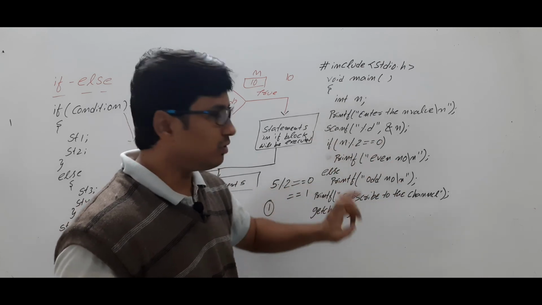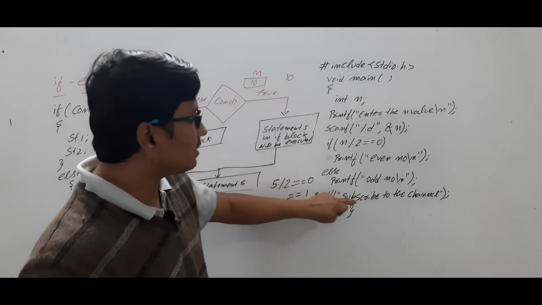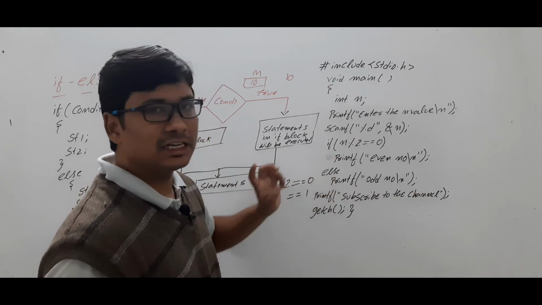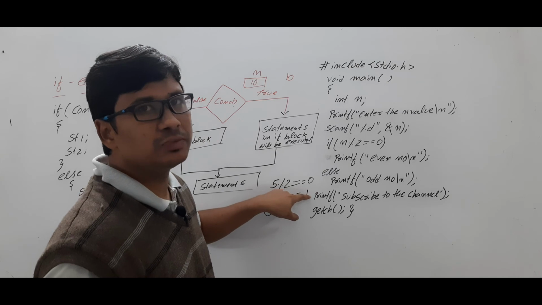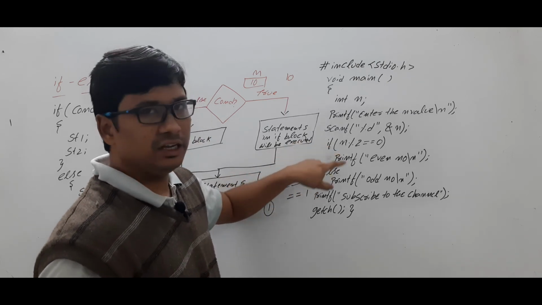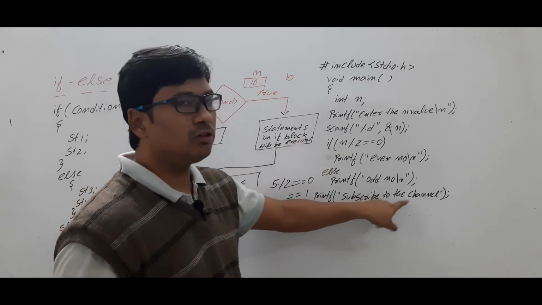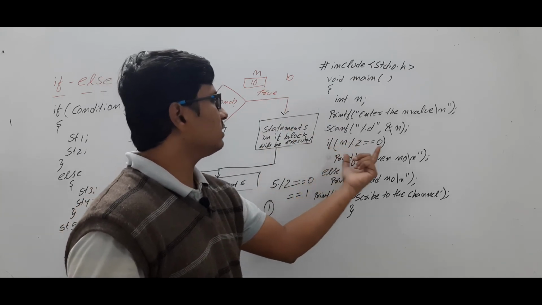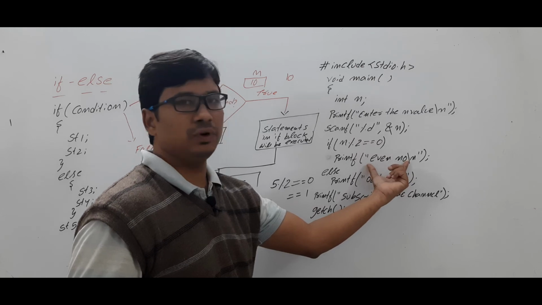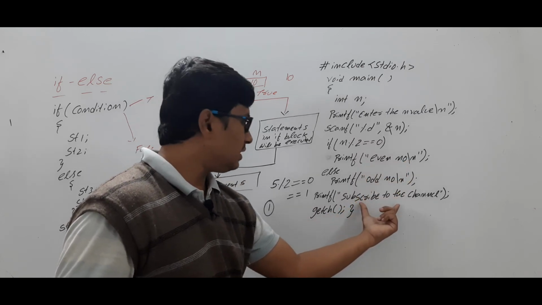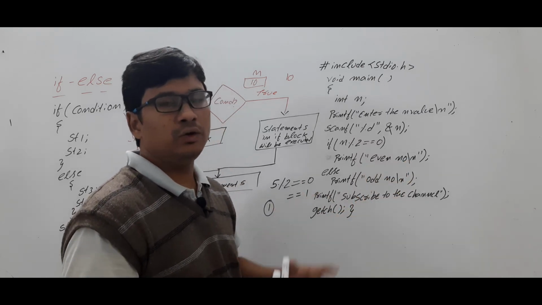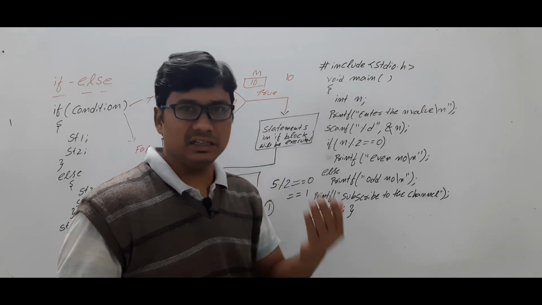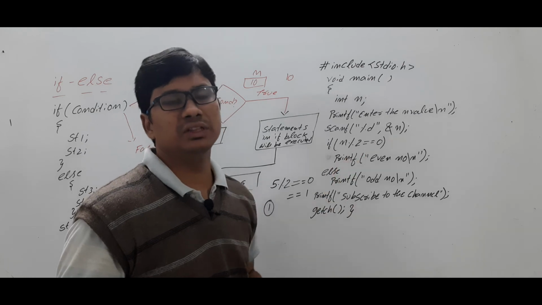So it will print even, and also it will print subscribe to the channel, because this statement is out of the else block. So this statement will always be executed, whether it prints even or odd. This statement will always be printed. So if the n value is 10, then it will print two outputs: one is even number and the other is subscribe to the channel. So I hope you have understood the working process of if else, the syntax, flowchart, and also with an example.